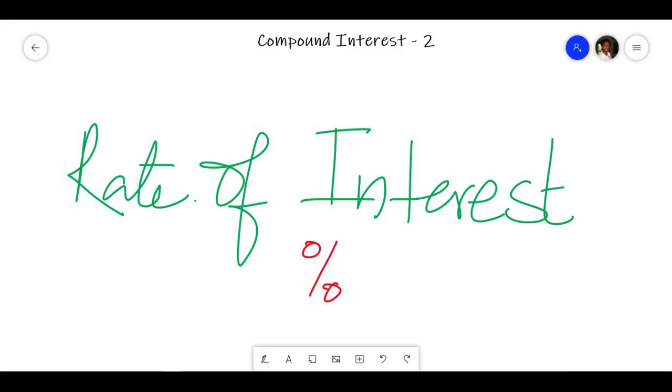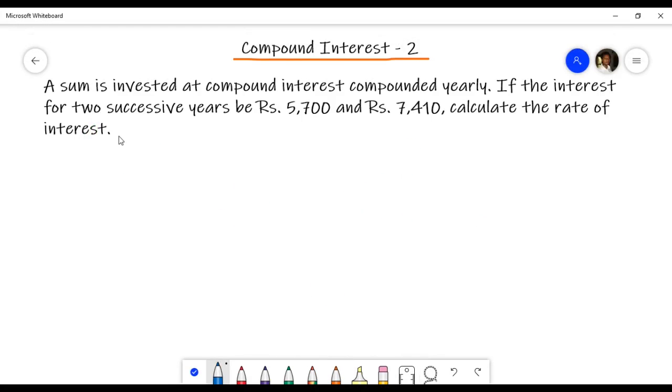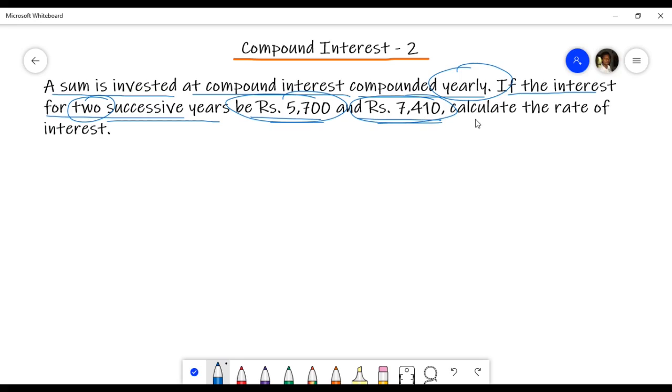We will learn to find the rate of interest if the interest for 2 successive years is given in the question. Let us see the problem here. A sum is invested at compound interest compounded yearly. If the interest for 2 successive years be rupees 5,700 and rupees 7,400, we have to calculate the rate of interest. We'll be seeing two problems to find rate of interest. This is the first one.